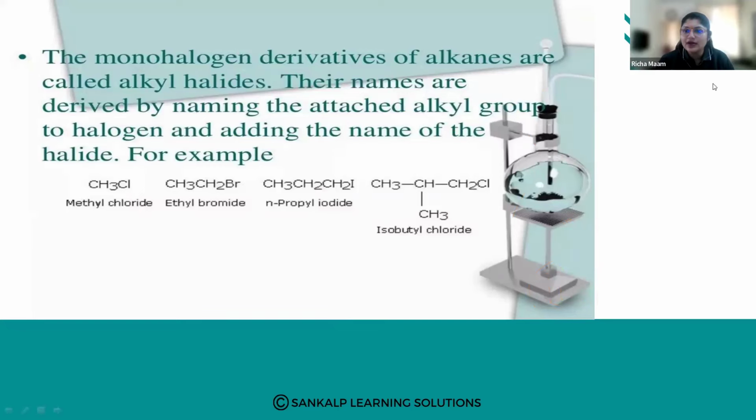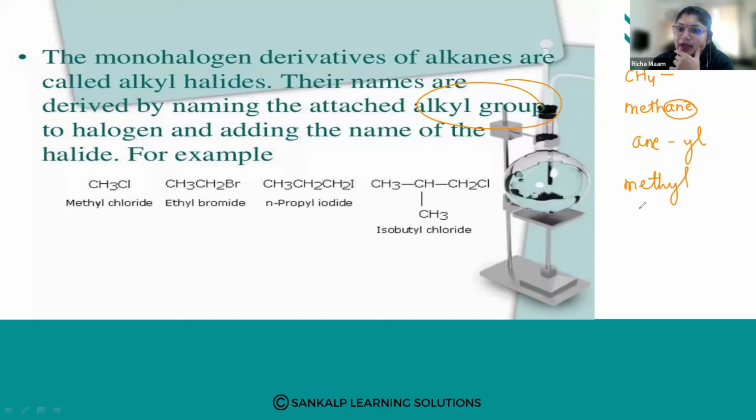See here, we know that whenever you have a single halogen atom attached to an alkane, it is called monohalogen, and these are termed alkyl halides. So based upon the type of alkyl groups. What are alkyl groups? When you have methane, one of the hydrogens will be replaced. One hydrogen is removed and your ane will be replaced by yl. So it will be methyl, CH3.